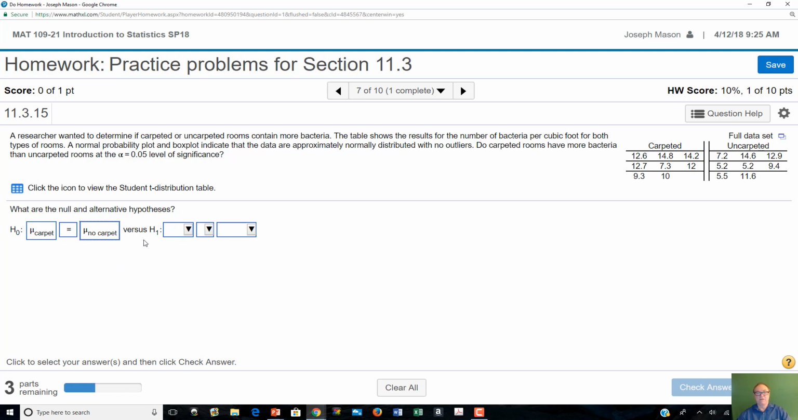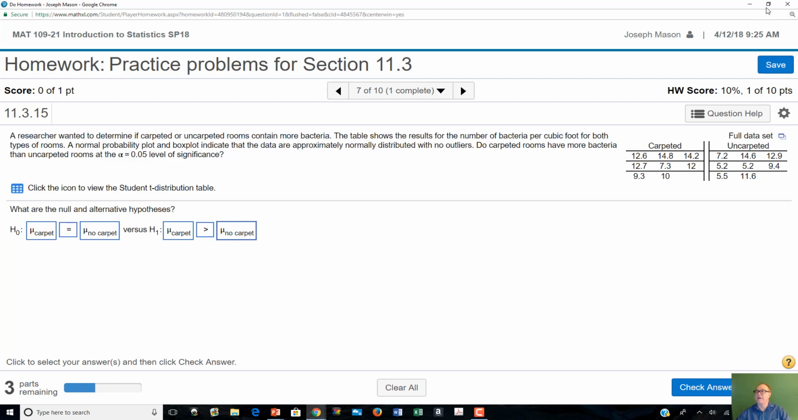Okay? Versus, now I'm trying to show that, what? Carpeted rooms have more bacteria, so the mean of the carpeted is greater than the mean of the uncarpeted rooms. Okay, so you have to be able to read the problem and interpret it into the null hypothesis, knowing which one comes first, which one comes second. So carpeted was my sample 1, uncarpeted was sample 2.